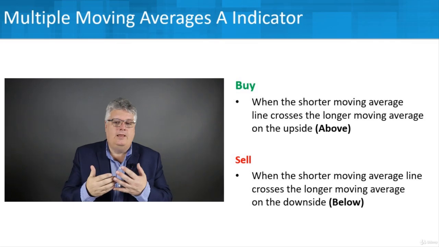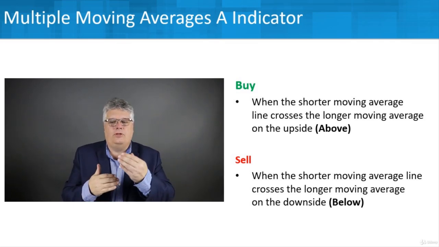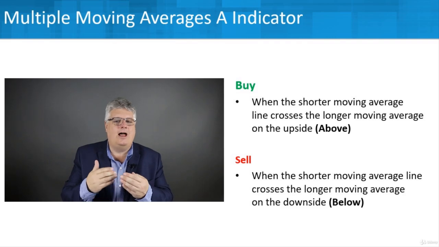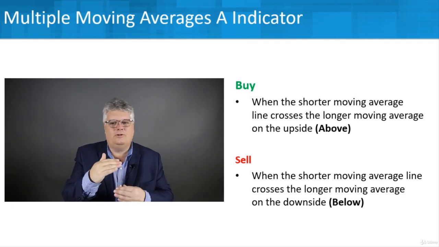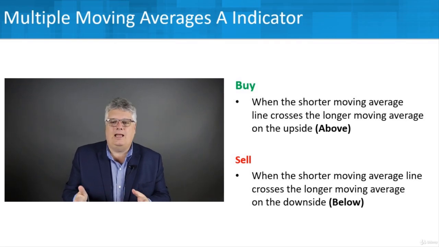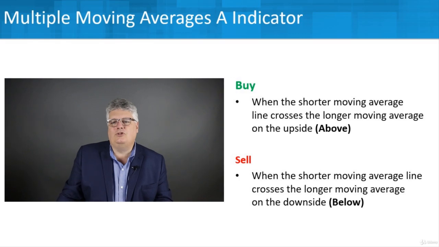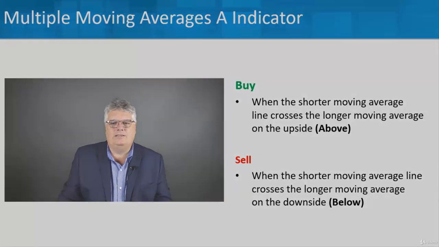So what you do is buy when the shorter time frame moving average line crosses the longer moving average line on the upside. So you've got this longer moving average line, and the shorter one has crossed above that line. By the same token, you sell when the shorter moving average line crosses the longer moving average on the downside. So it's going down below it, the shorter one goes below the longer one. And the buy, of course, is when the shorter one goes above the longer one. So let's look at this graphically so it makes a little more sense.